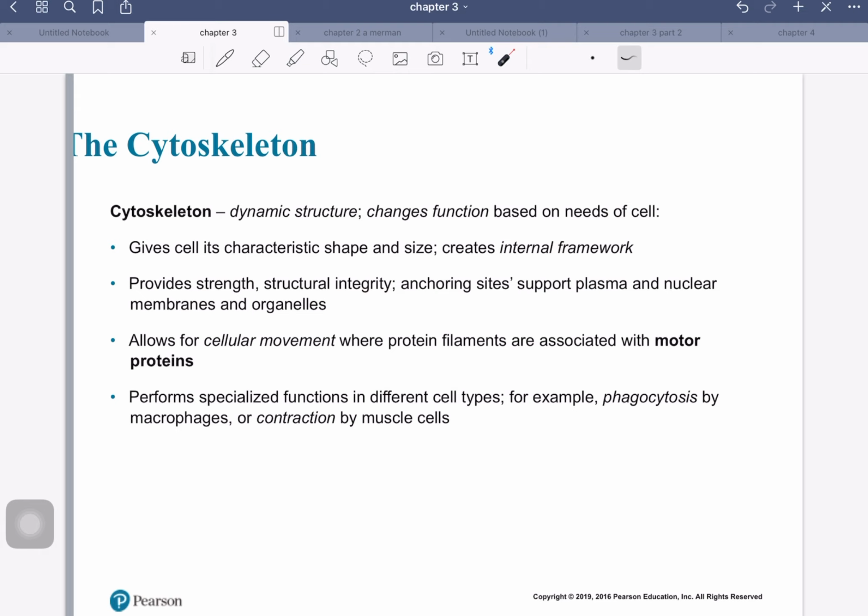It's also a place that you can anchor things. So anchoring sites support the plasma membrane, the nuclear membrane, and also organelles. It also allows for cellular movement where protein filaments can be associated with things called motor proteins. And motor proteins have the ability to move along with the cytoskeleton. So sometimes it takes on specific roles in specialized cells. So it could, in some cells, we have the process of phagocytosis by macrophages or contraction of muscle cells.